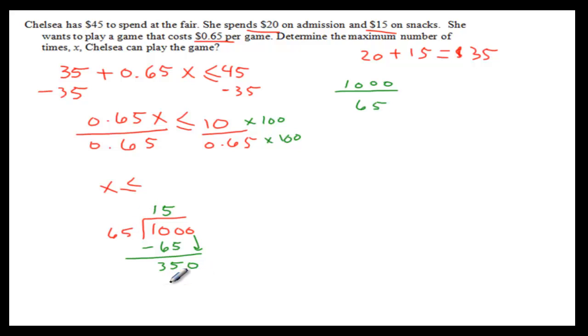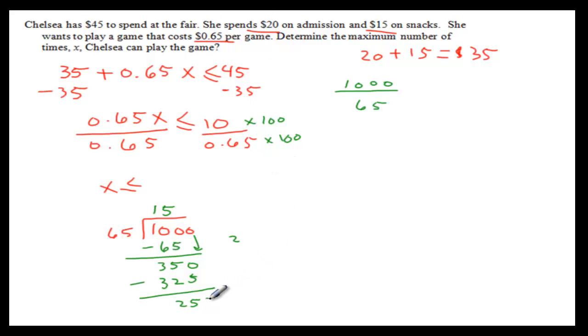5 times 65: 5 times 5 is 25, you put the 2 on the side. 5 times 6 is 30, plus 2, that is 32. Subtract 350 minus 325, you get 25. Now 25 divided by 65 is not going to work. You're going to add a 0 here.